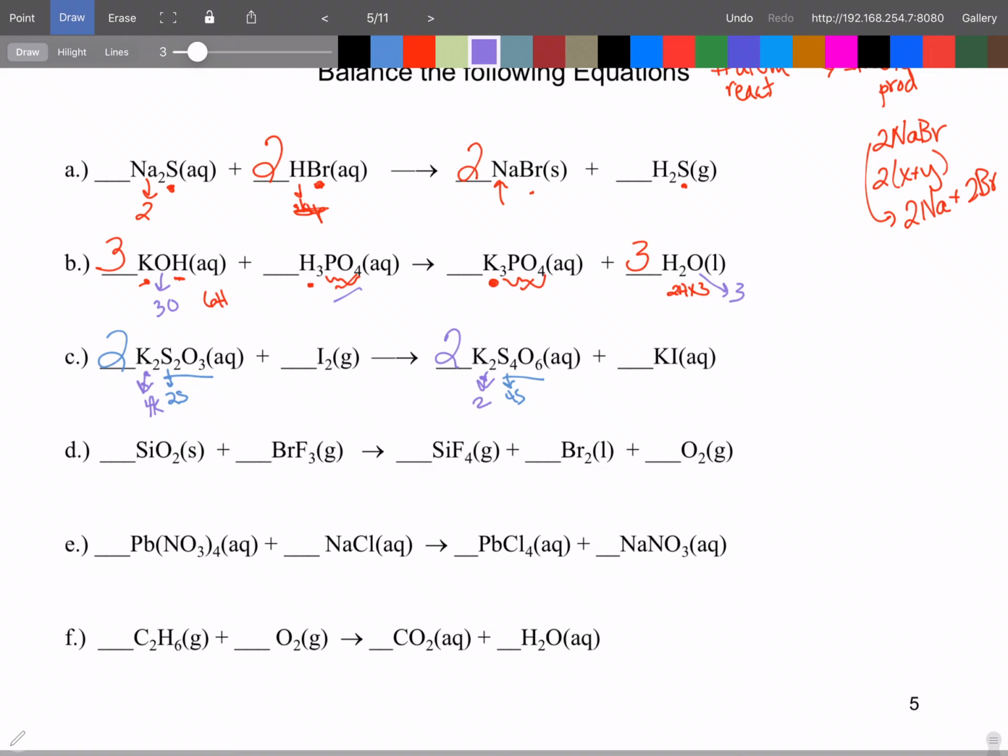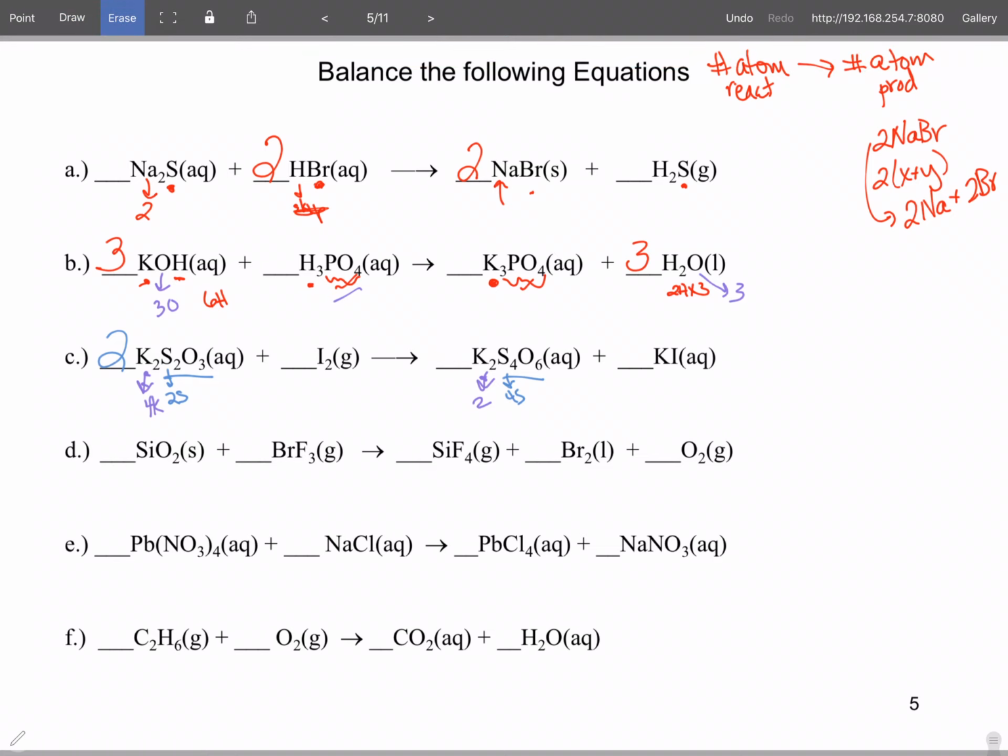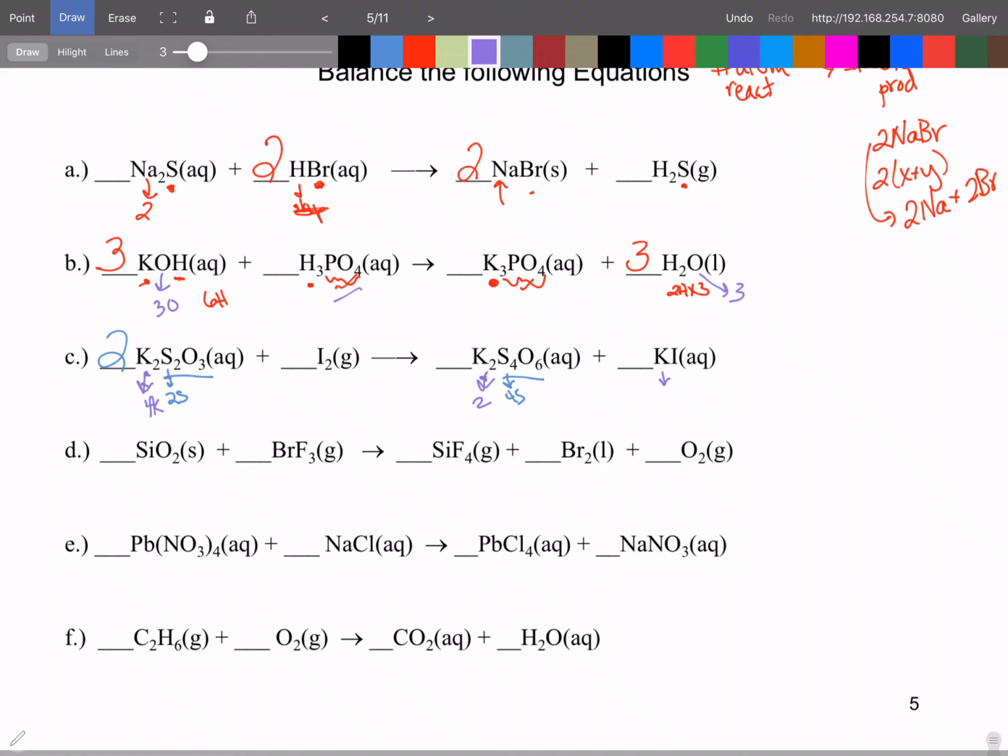No, it doesn't. Wait a minute. I can't do math because I got 2 here and I've got 1 here. That's what happens. So it wasn't balanced before either. So we kind of lucked out on this one.